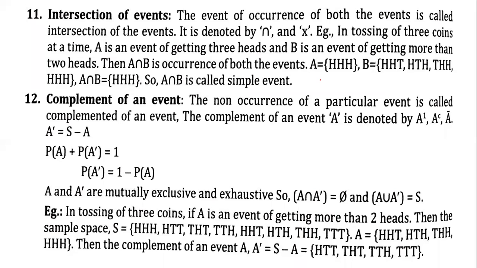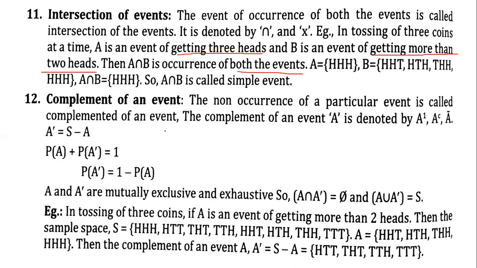Now intersection. Intersection means always remember what is common. We will check what is common. The event of occurrence of both the events is called intersection. It is denoted like this and X. In tossing of 3 coins at a time, A is the event of getting 3 heads, B is an event of getting more than 2 heads, then A intersection B is the occurrence of both the events.